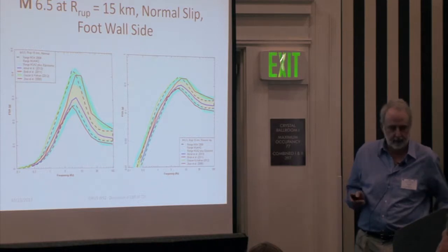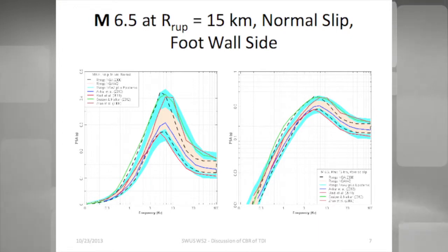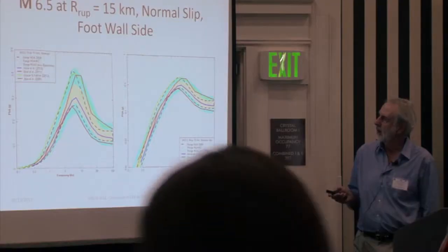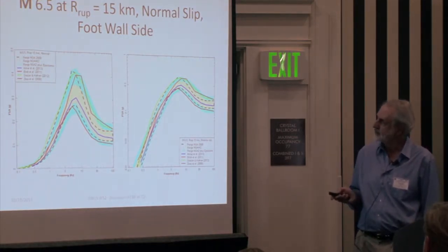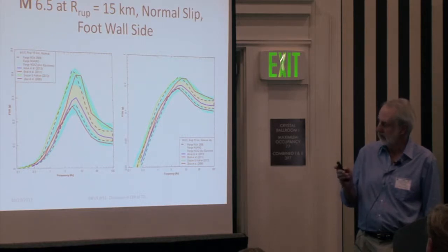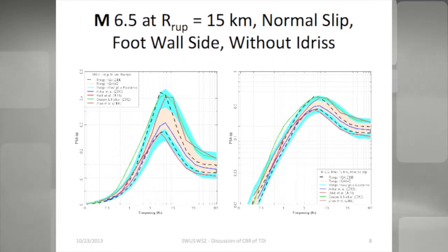This is the same thing, excuse me, for a normal fault on the footwall side at 15 kilometers. Predictions from the range of models, NGA West 2, the other models, many of which have a lot more normal faulting data in them than NGA West does. But you can see there are not really any large models sticking out here. And again, Idris doesn't really address normal faulting in his model, so I took it out, but it makes almost no effect because his prediction for strike slip fits in the range of predictions of the normal faulting from the other models.